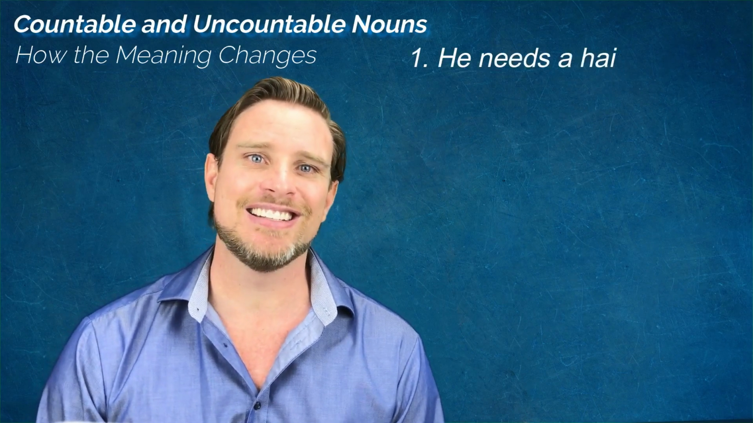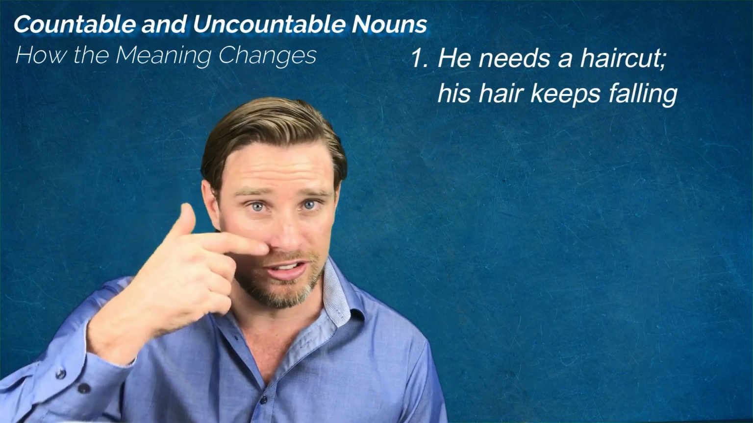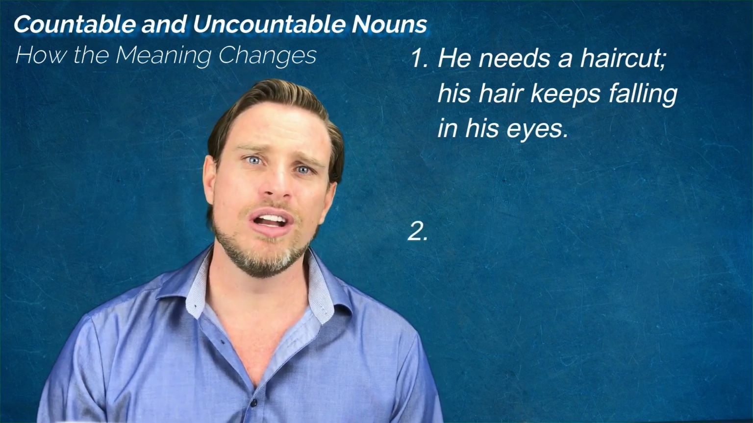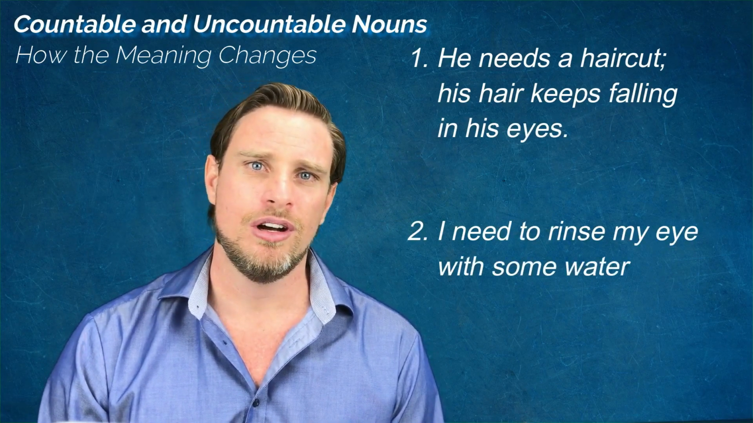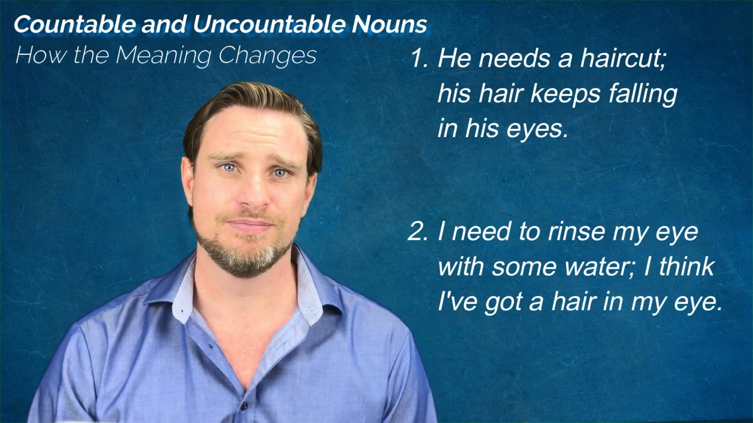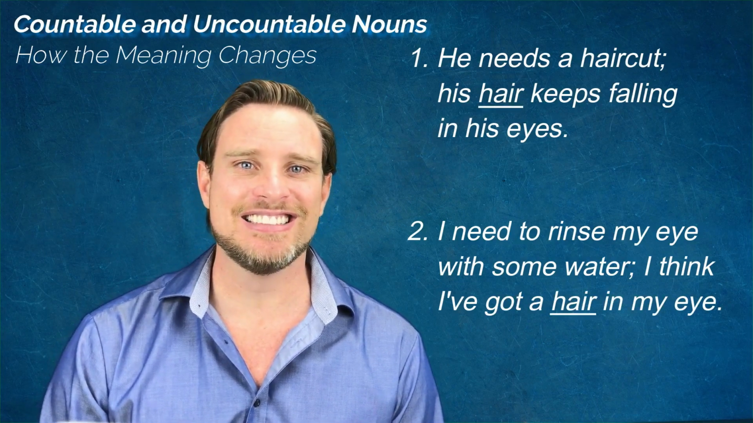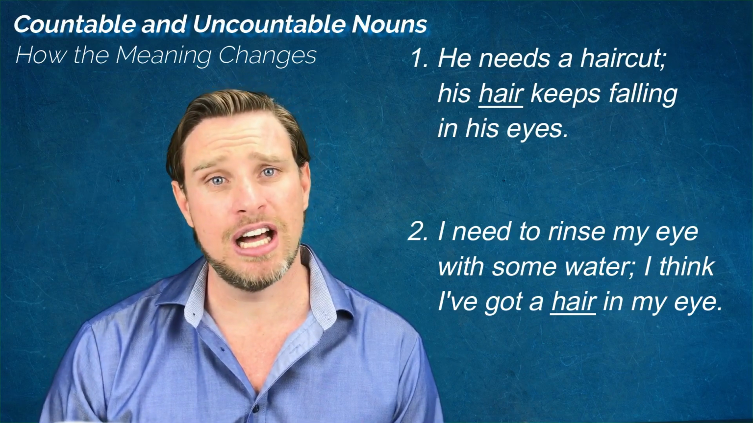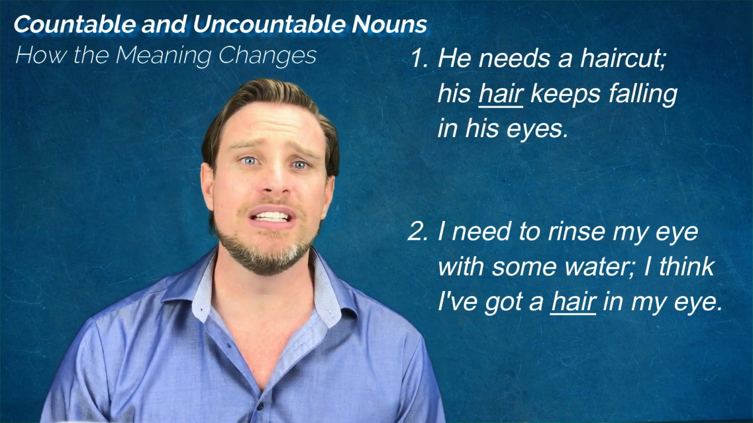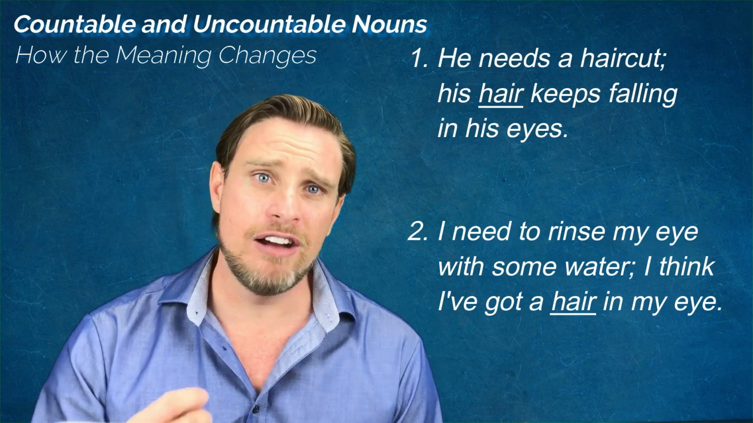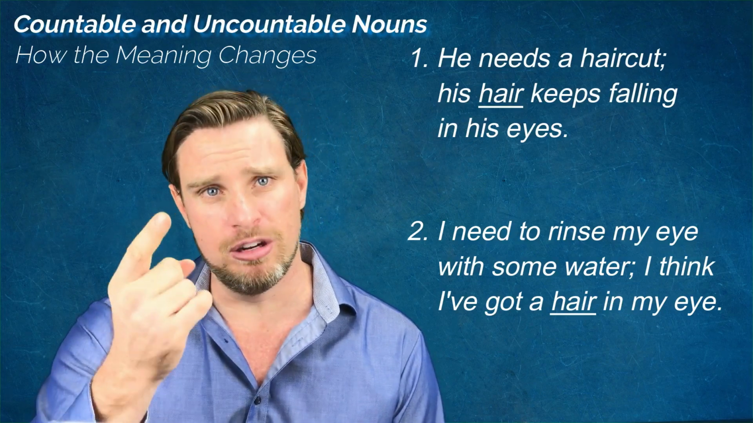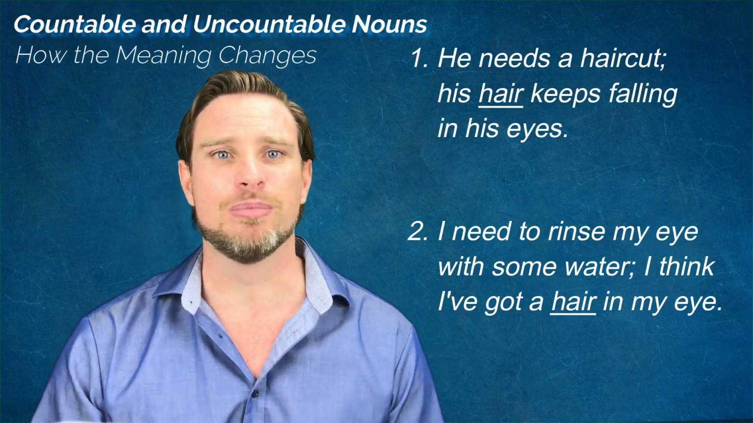Moving on to hair. He needs a haircut. His hair keeps falling in his eyes. And I need to rinse my eye with some water. I think I've got a hair in my eye. So again, we have a clue. In the second sentence, we have the singular article, a, which means the same as one. A hair in my eye means one hair in my eye. So this has to be countable.